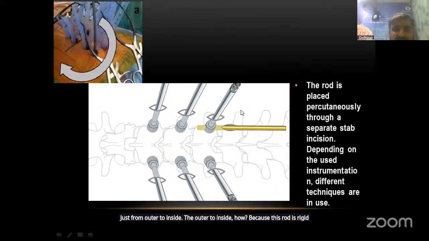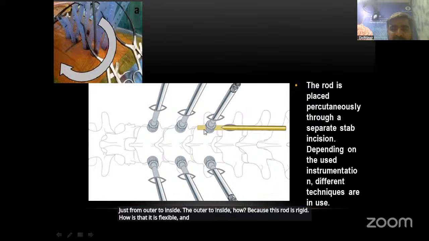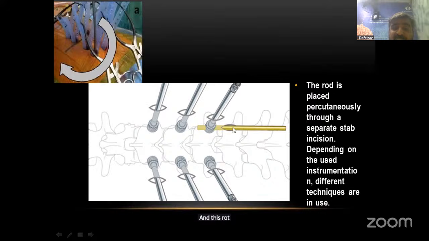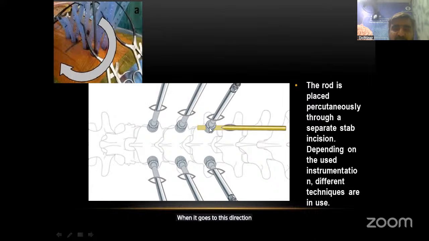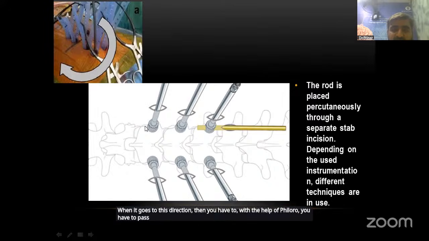It is flexible and you have to rotate it this way. This rotatory direction means rotating inside the incision, because in this way it will help you to pass through these subcutaneous structures easily. When it goes in this direction, then with the help of fluoroscopy, you have to pass this rod all the way bilaterally.